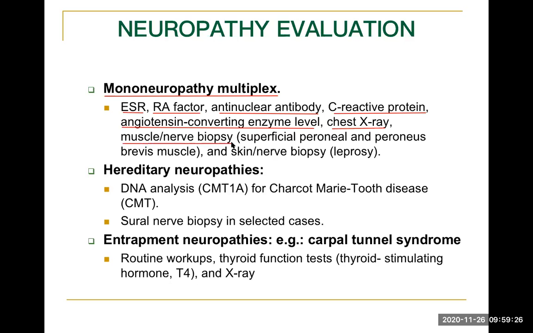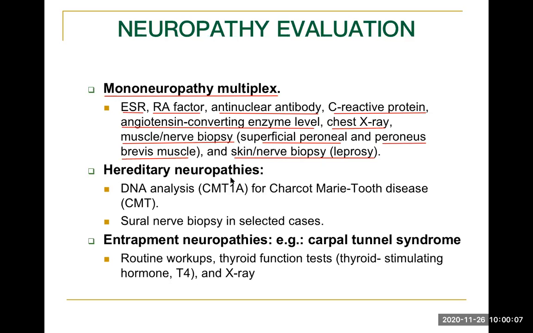Go for muscle or nerve biopsy, and in this situation we can go for the superficial peroneal nerve and peroneus brevis muscle. Superficial peroneal nerve and peroneus brevis muscle. Or you can also go for the sural nerve. The sural nerve is also commonly sacrificed for the purpose of nerve biopsy. Skin and nerve biopsy are taken in case of leprosy. Leprosy is a disease which you will study in dermatology. It's a very important disease there. But leprosy mainly affects the skin and the nerves.